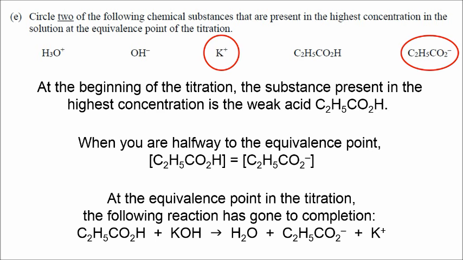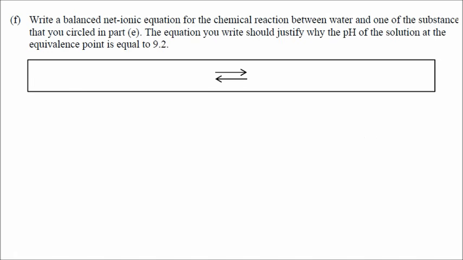And that salt is potassium propanoate. So those two ions are present in highest concentration. Now what is the more important of these two ions? Which one of these ions actually has an effect on the pH of the solution? Well, that's the propanoate ion because it is a conjugate base.